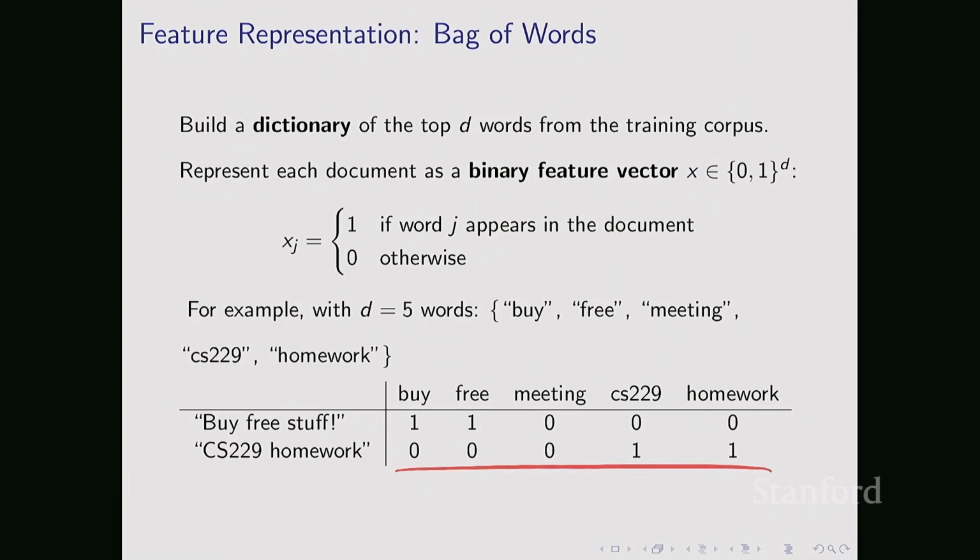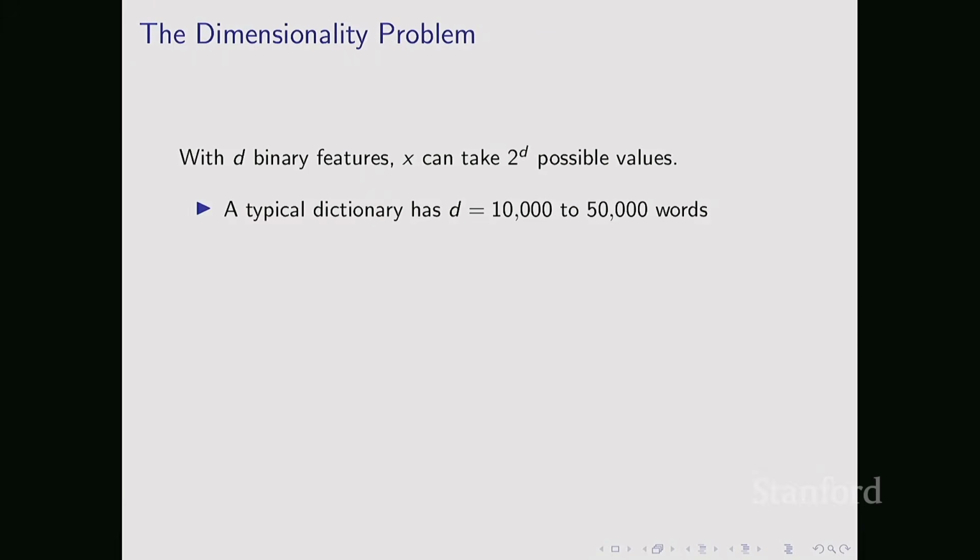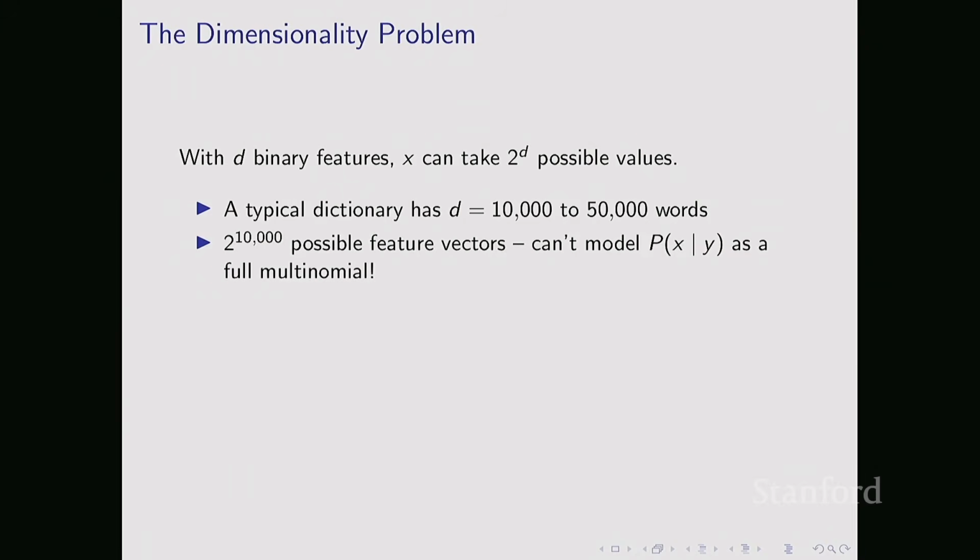And by the way, it's not that bad of a model. One of the things that's amazing about the models of the ancients is that they work pretty well. Our new models sometimes work quite amazingly, and sometimes make really dumb mistakes. Okay, so with d binary features, x could take 2 to the d possible values. So now you have a problem, because if d is like 10,000 or 50,000 words, 2 to the 10,000 is like 10 to the 3,000, way more than the number of atoms in the observable universe. We're toast. We cannot represent this. We can't write it down. So we can't possibly model this as a full multinomial.